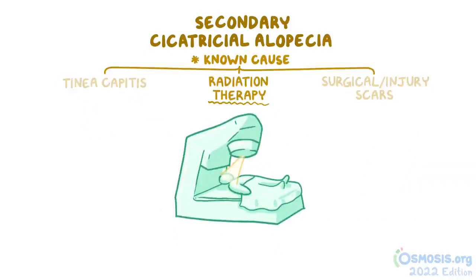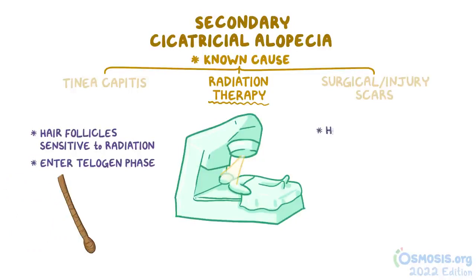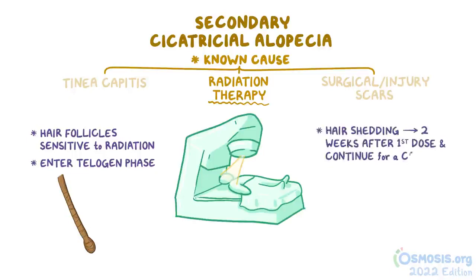commonly used to treat cancerous growths within the brain, since hair follicles are very sensitive to radiation and enter the telogen phase. Hair shedding may start as soon as 2 weeks after the dose of radiation and continue for a couple of weeks.